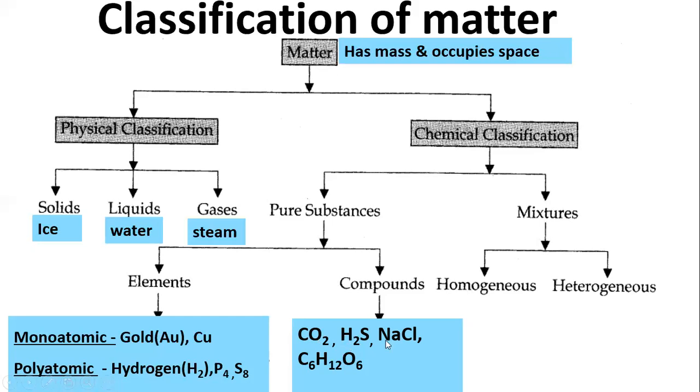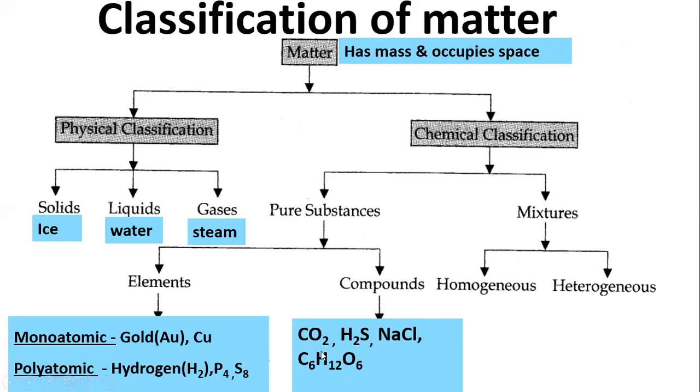See here H2S. Here also hydrogen is one element and sulfur is another element. They both combine to form one compound. H2S is said to be hydrogen sulfide. Here NaCl. NaCl means sodium chloride. Here also sodium is one element and chlorine is another element.